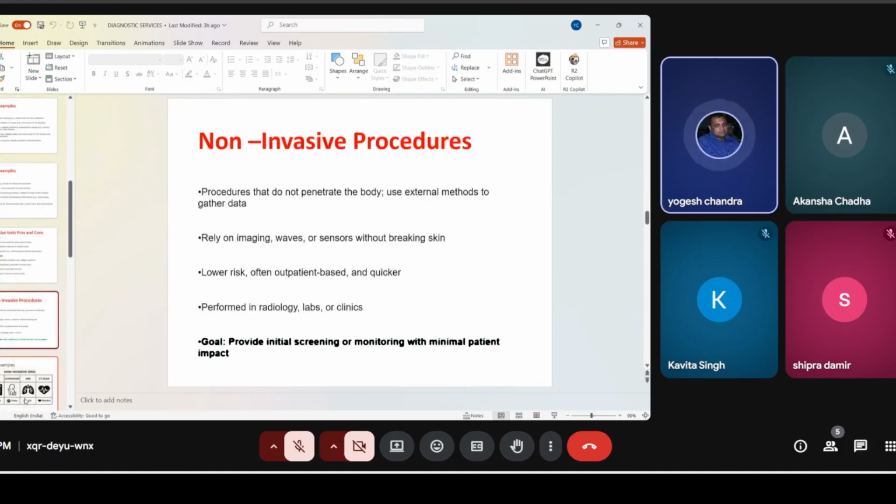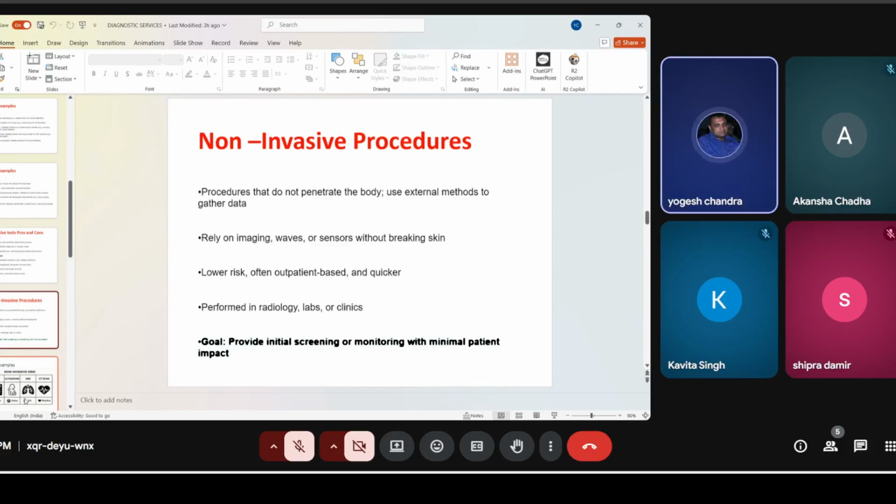And now we discuss something about the non-invasive procedures. As the word suggests, it is self-explanatory. This is non-invasive, where we don't need to penetrate the body, and we are just using an external method to gather the data. We rely on imaging waves or sensors without breaking the skin.